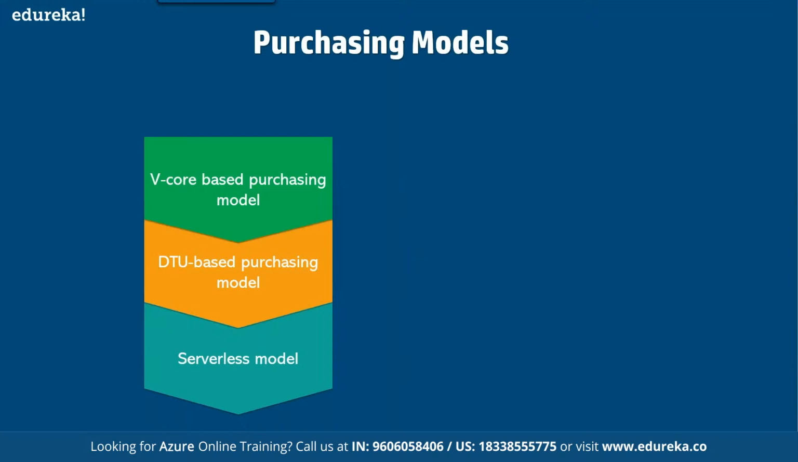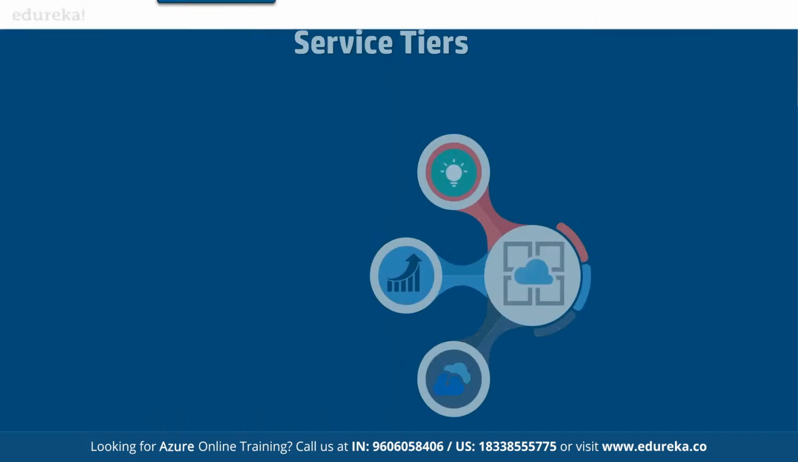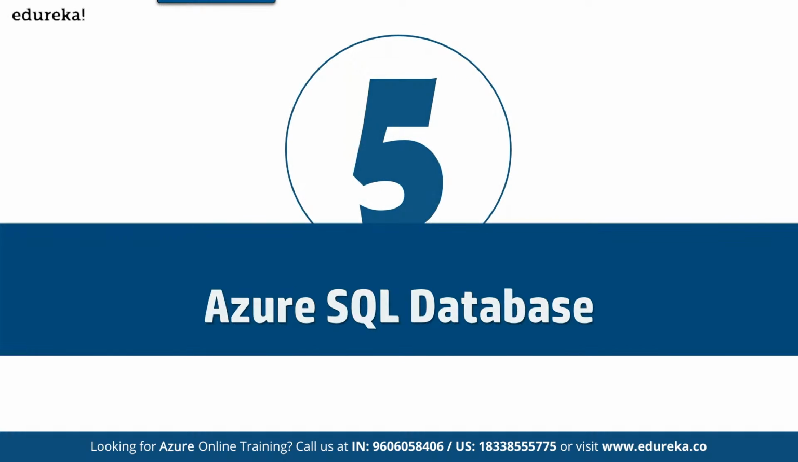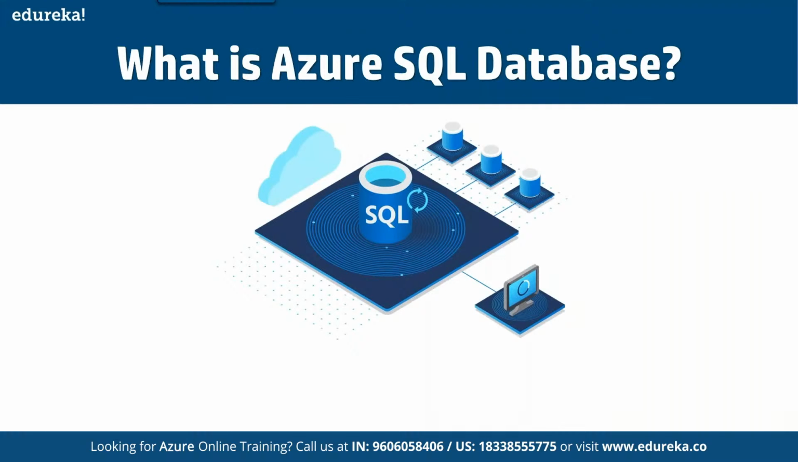Then in that case, you go with the serverless model. In the case of service tier, it has three service tiers. First is general purpose, second is premium, third is hyperscale. Now let's talk about what exactly Azure SQL Database is. Before that, let's talk about what a SQL Database is. SQL Database is a product of Microsoft in the database area. This is a general purpose database which supports relational data like spatial, XML, and JSON.